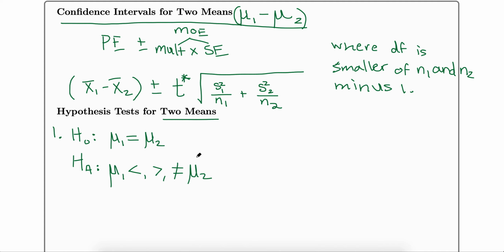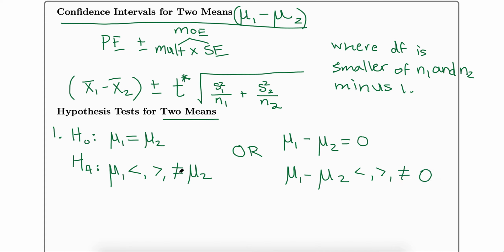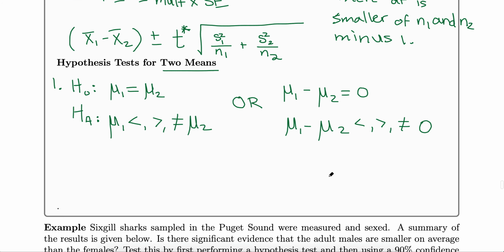So you may write your hypotheses this way, or you may write them as differences. If mu1 and mu2 are the same, that's the same as saying mu1 minus mu2 is 0. And then in HA, just subtract mu2 from both sides. So that's the same as saying mu1 minus mu2 is less than 0, greater than 0, or somehow just different than 0. You don't have to write both versions down, just choose which one you like best. All right, so hypotheses, similar to what we've seen before.